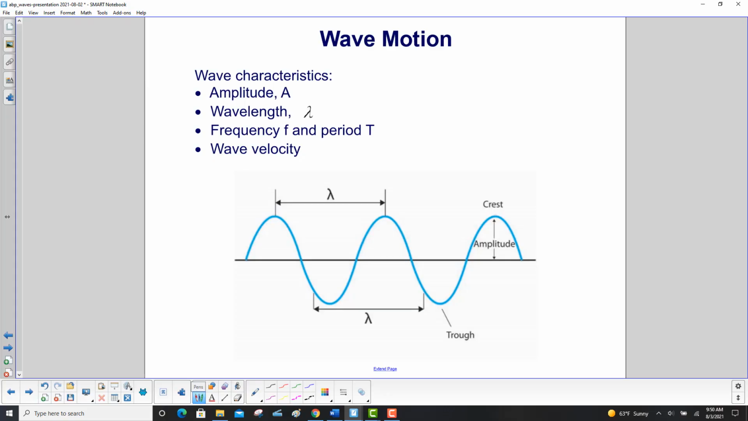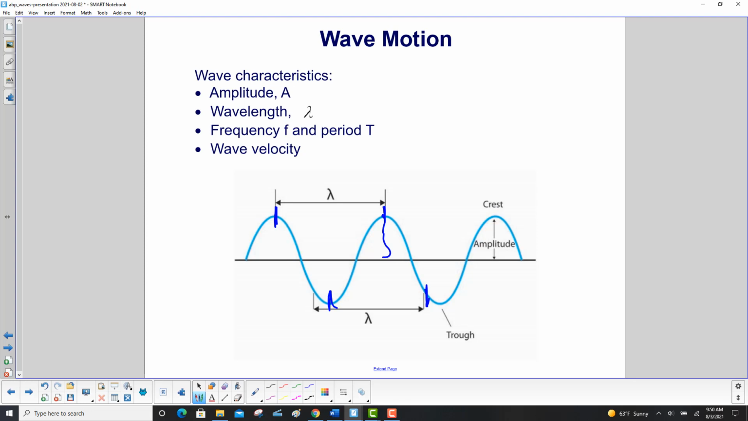There are some wave characteristics here that we have to know, and we've dealt with these in simple harmonic motion. They're the same thing. We have amplitude, which is the maximum displacement from a rest position. We have the wavelength, which is the distance between two peaks or between two troughs. Frequency, how many waves per unit of time. Period, how long it takes before the wave repeats its motion.